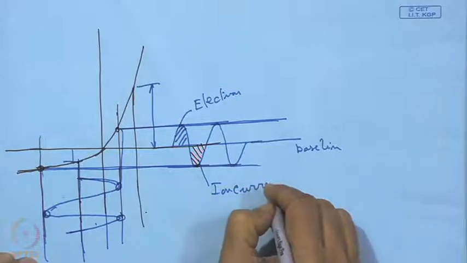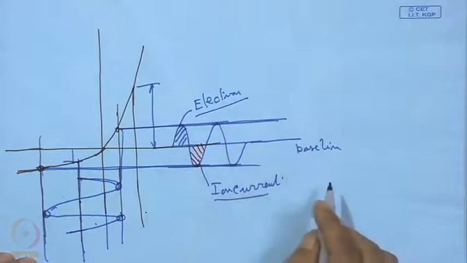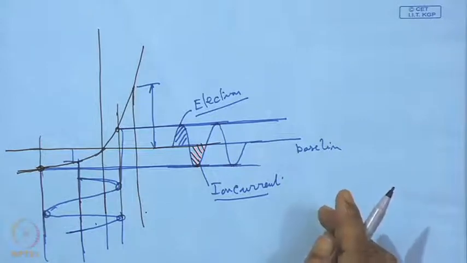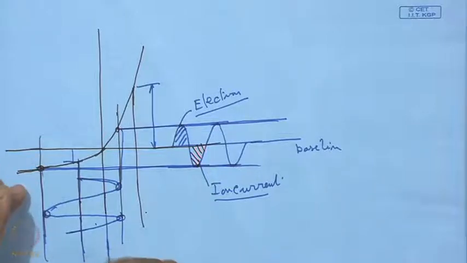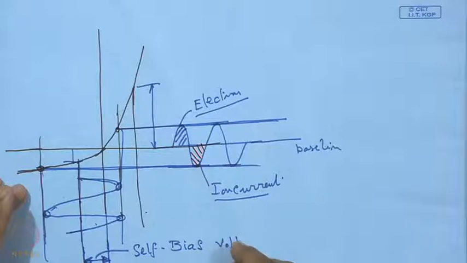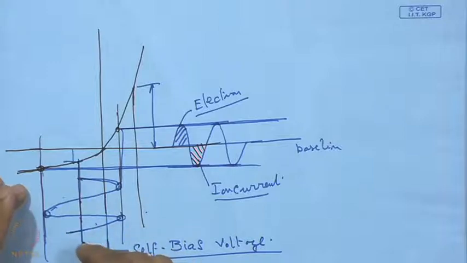And that is exactly the condition one has to fulfill when this electrode is a non-conducting electrode or a blocking electrode, which is serving just like a capacitor. And in that case, what we see is that this is actually the self bias. Self bias means the voltage which develops on the cathode surface, and this is obviously negative in nature.